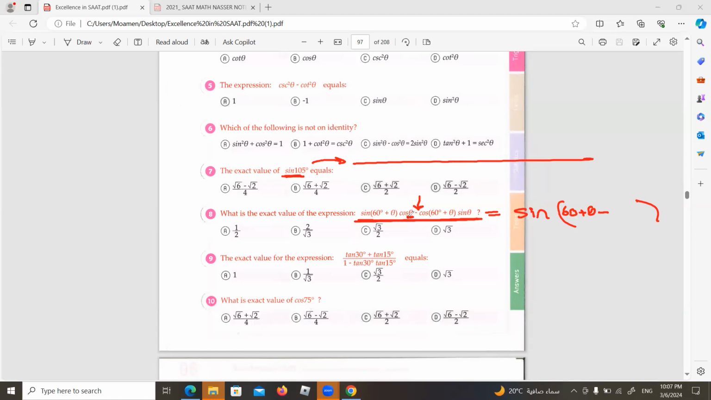The second angle is here. So it's theta. Cancel, Mister, negative theta with positive theta. So it will be sine 60. Sine 60 equals what? Root 3 over 2. We get the result. So this is the result of number 8.